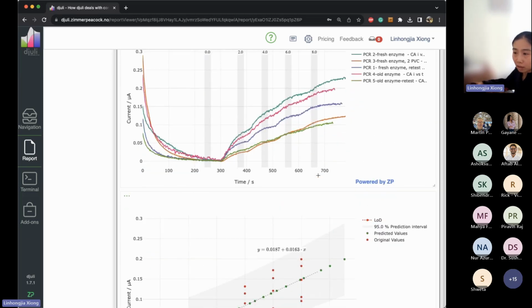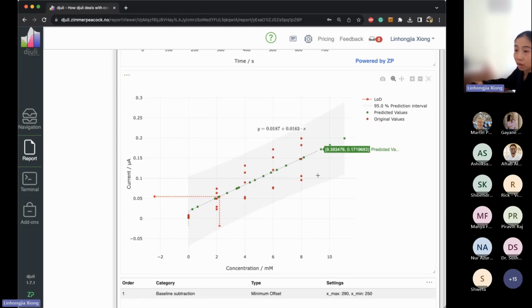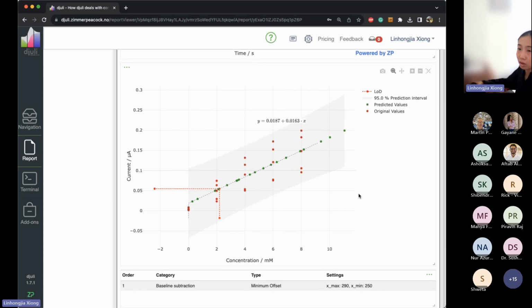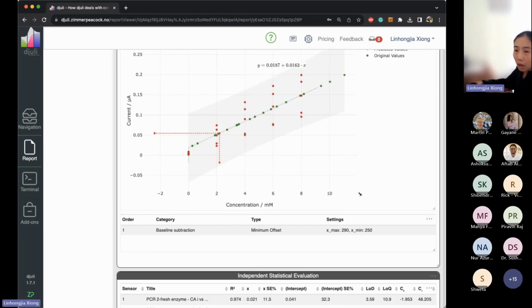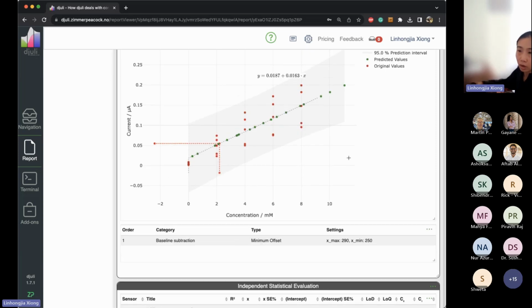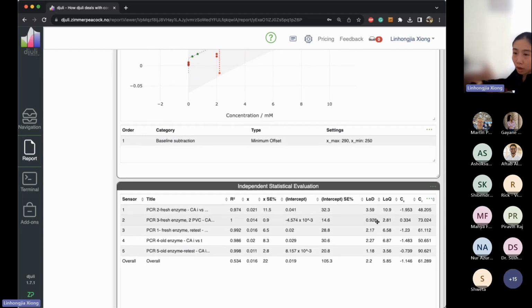The next thing is really important, especially if you are doing medical devices: the reported information, which tells you how the current changes with the concentration. It also tells you what you did to the data so that you can achieve this graph. It is really quite a comprehensive report on this whole page.